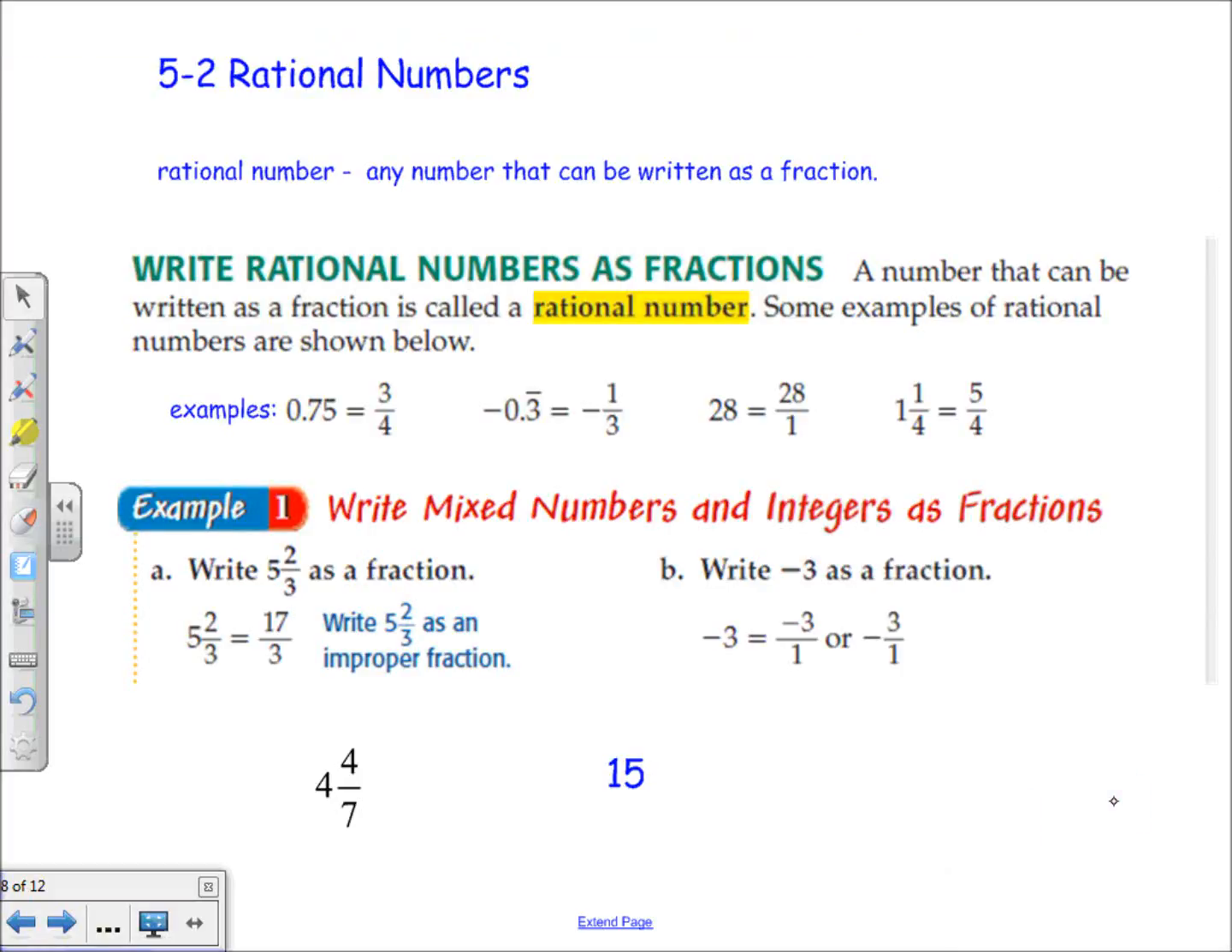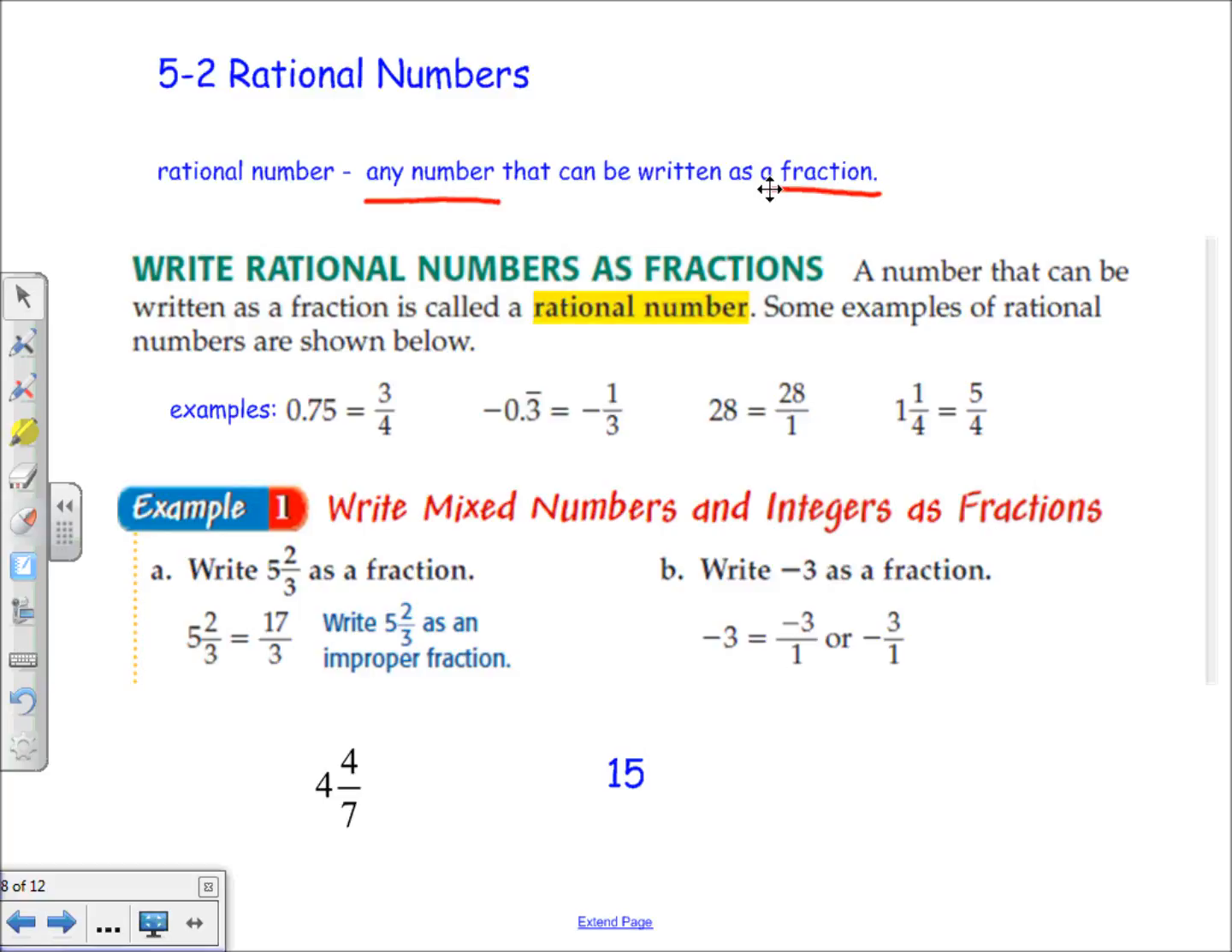Rational numbers, 5-2. This is the second section of Chapter 5, rational numbers. Please write this definition down. A rational number is any number that can be written as a fraction. Any number that can be written as a fraction. All right?